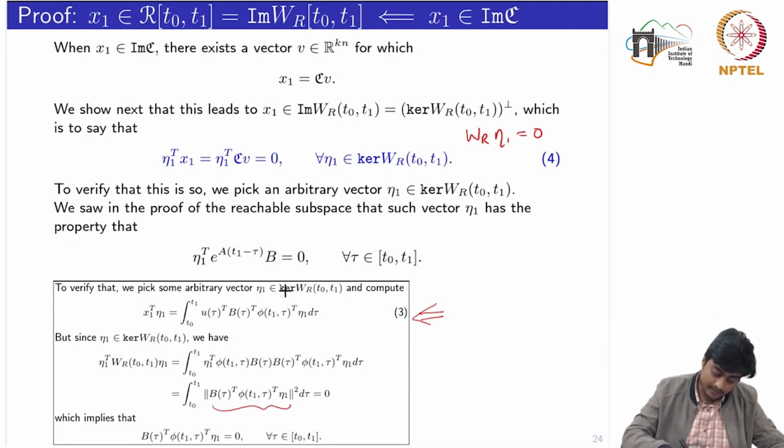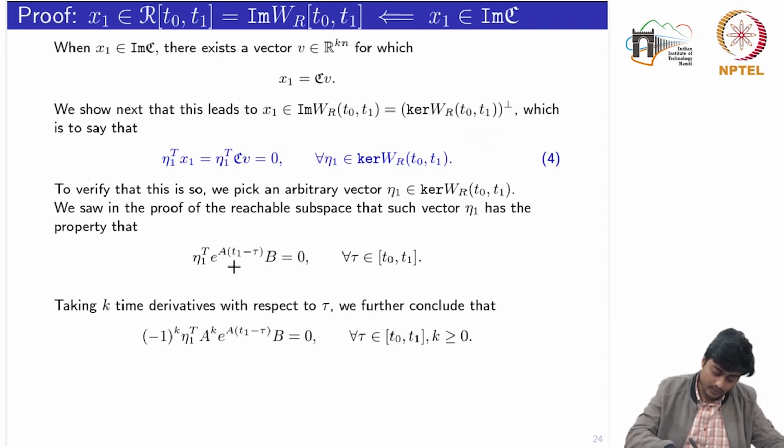This part I have written here only by taking the transpose. If you take the transpose of this equation, you would get eta 1 transpose phi into B, sorry, B only without the transpose. So here we have eta 1 transpose phi, for the LTI system an exponential matrix, into B is equal to 0. Okay, so I knew this already, so I just skipped all this part which we have already proved.